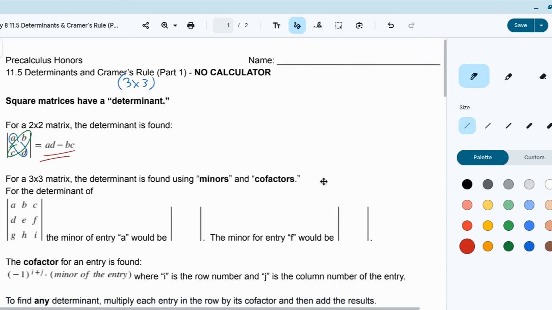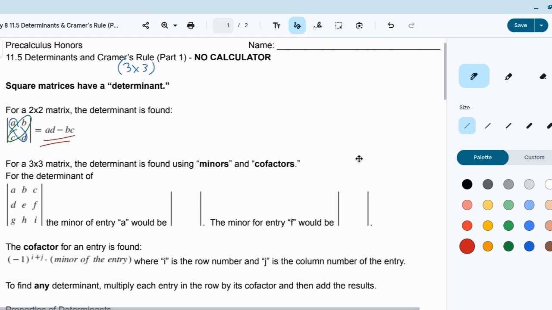Now, for a 3 by 3 matrix, it's a little more complicated because we're going to be using something called minors and cofactors. So, for example, when I want to find the determinant of this 3 by 3 matrix right there, the minor entry of A, if you find out where A is, you basically block out that row and that column, and we make it a smaller 2 by 2 matrix that we can then find the determinant of.